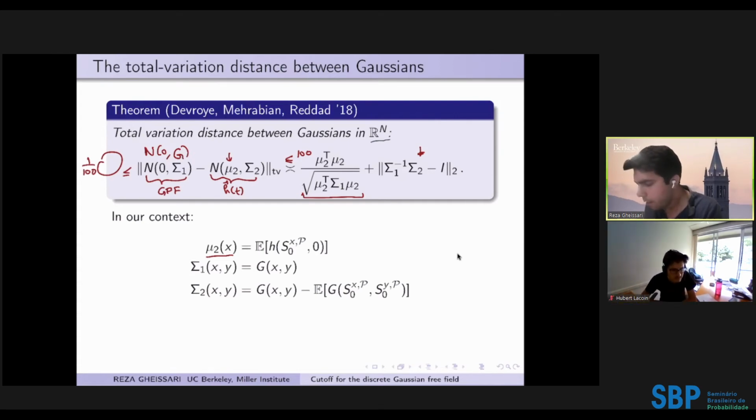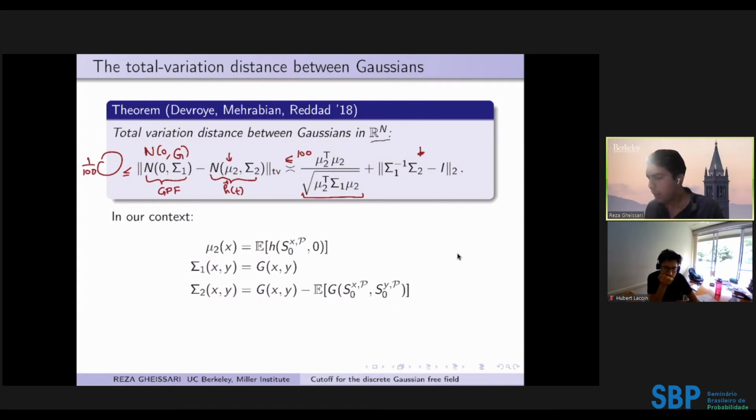Okay, so for us, the mean is exactly the mean of the height that we were saying. So it's roughly, you can think of it as n times the probability of survival of the random walk started from a point x. The first sigma is just the Green's function. And the second sigma is this Green's function minus this residual average of Green's functions, evaluated on where the random walk hits at time 0. The point just being there's nice expressions for all of these quantities.